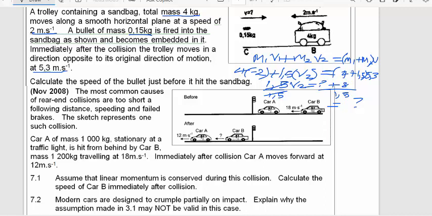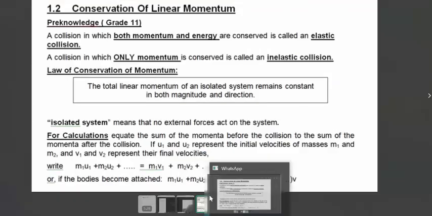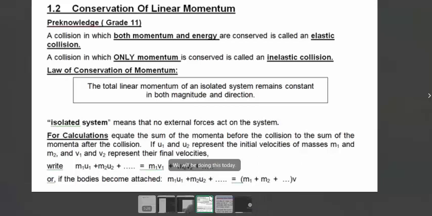Now, the interesting part I wanted you to also note is that a collision in which both momentum and energy are conserved is called an elastic collision. So if you have a case where something becomes embedded in something, you need to choose whether it's an elastic collision, and then there's a situation as well where the collision in which only momentum is conserved is called an inelastic collision. So you need to know the difference between the two.